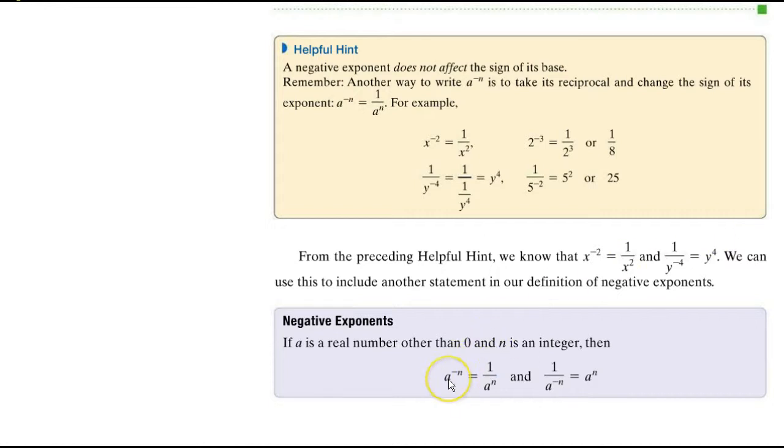Now notice the difference. Here we have a to the -n is 1 over a to the n. If we have it in the denominator as a negative, we move it up to the numerator. Remember, this is over 1 here.